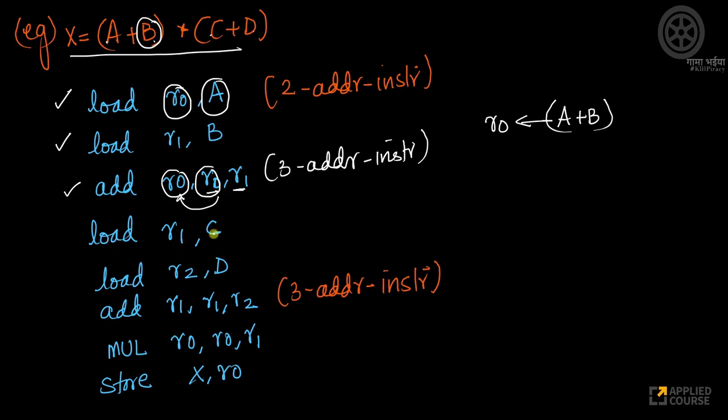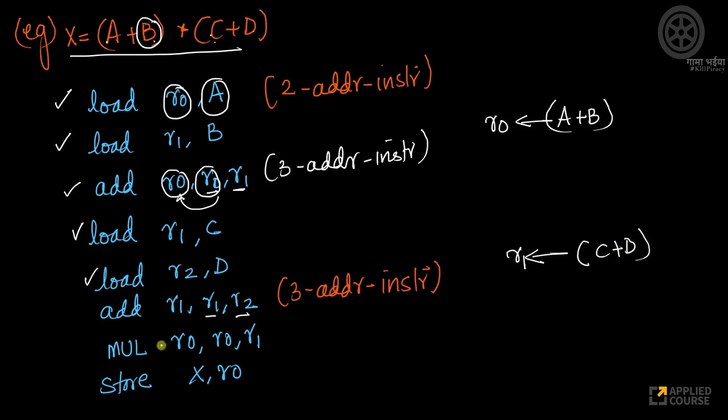Now we are loading C into R1. Then we are loading D into R2. Right? Now look at what we are doing here. We are adding R1 and R2 and storing the resultant into R1. So what does R1 contain now? R1 was loaded with C, so C plus D is now in R1.